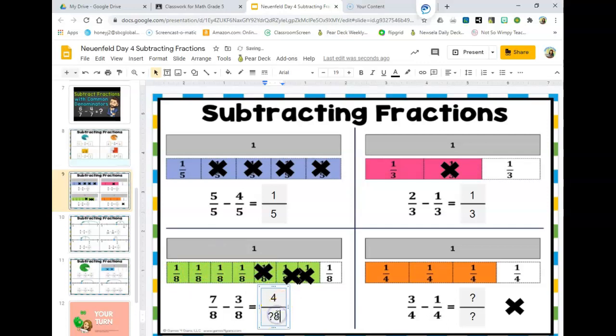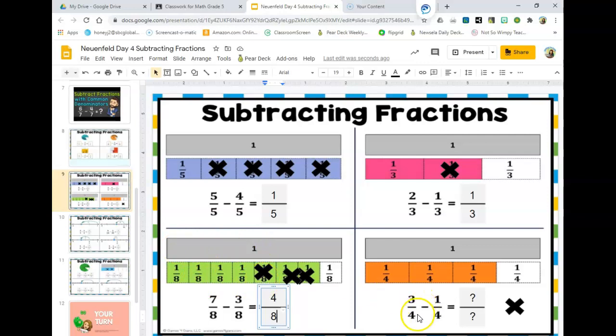All right, if I have 7/8 and I take away 1, 2, 3 of them, how many are left? 1, 2, 3, 4. 7 minus 3 equals 4. Don't forget, the denominator needs to stay the same. For those of you that remember how to simplify, you could also divide this and this by 4 to get 1/2. Also, you can see that there is half of a fraction left.